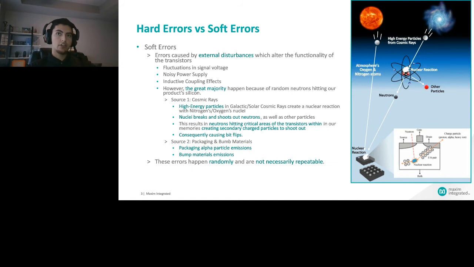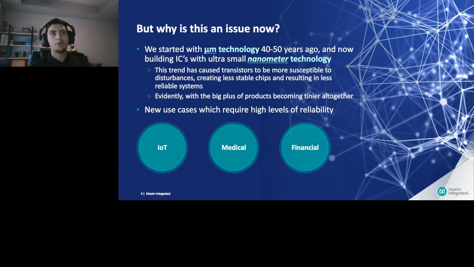What's unique about these errors compared to the hard errors is that they're not repeatable, because we don't really know when a random alpha particle or a neutron is going to be hitting our silicon. This is something that we cannot control, and they're not necessarily repeatable. Okay, so with that, now you understand both what hard errors and soft errors are.